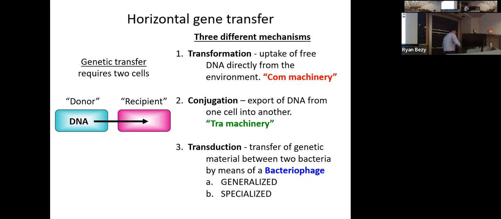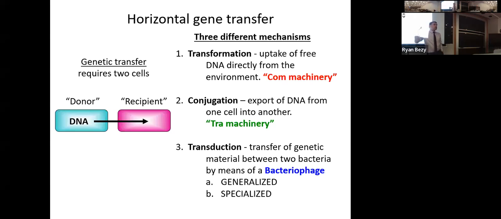Okay. So when it comes to gene transfer, there are three main mechanisms by which bacteria can do horizontal gene transfer: transformation, conjugation, and transduction. These are all ways that horizontal gene transfer happens, but they're different mechanisms driving that horizontal gene transfer. So we're going to talk about each one of these three at a time. We're going to talk about transformation first.